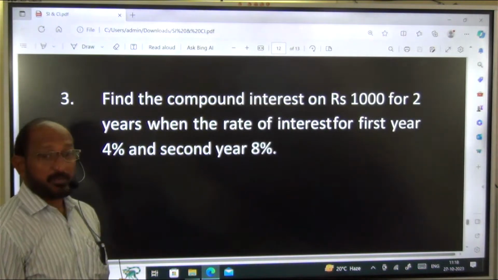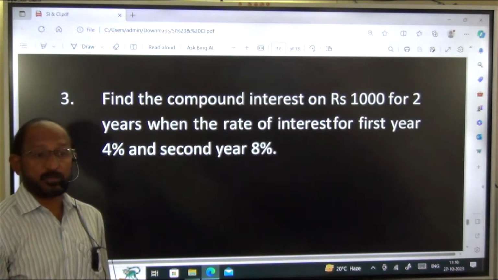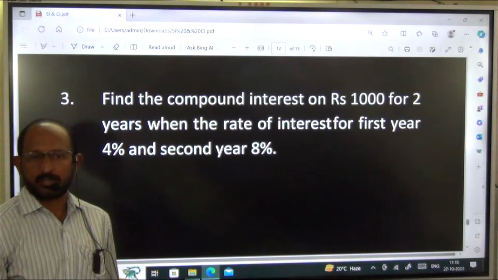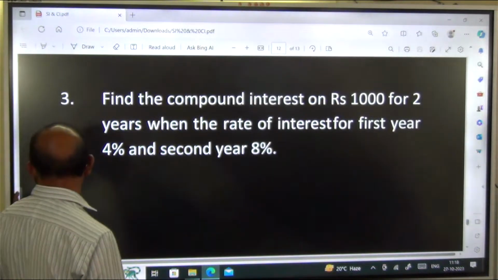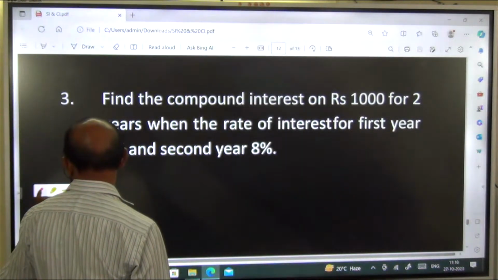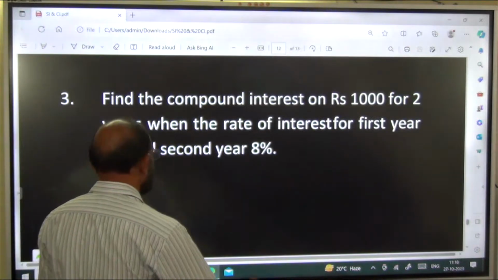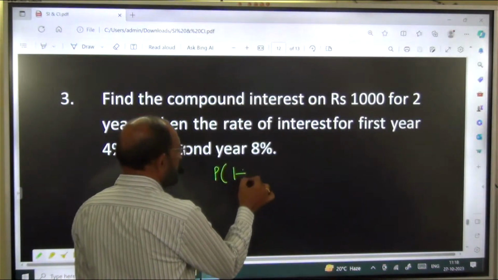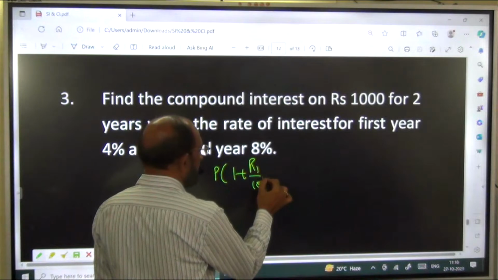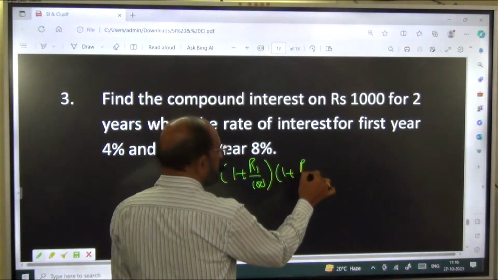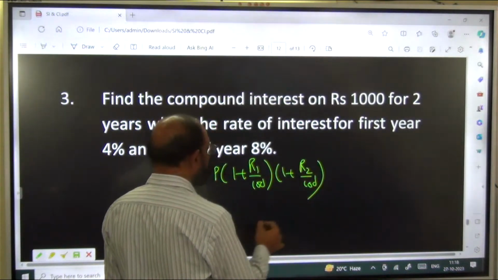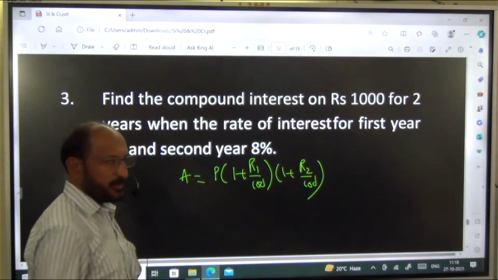This formula I gave in ratio and proportion, I think. If two different percentages are given, Amount is equal to P into 1 plus R1 by 100 into 1 plus R2 by 100. That's all.